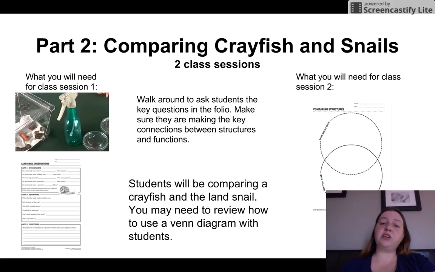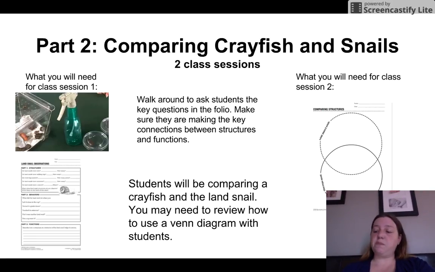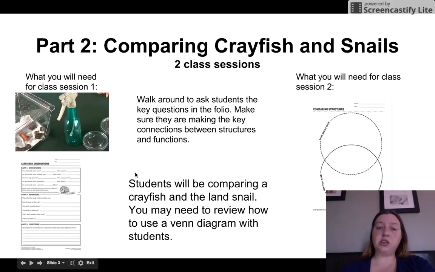Part 2, comparing the crawfish and the snail. For this, you're going to want the crawfish paper that students recorded observations on. They're going to need to record their observations of a land snail by answering the questions on the observation sheet. Make sure you go around and keep them on task. Look at those key questions in the teacher folio. Ask them as you're walking around.